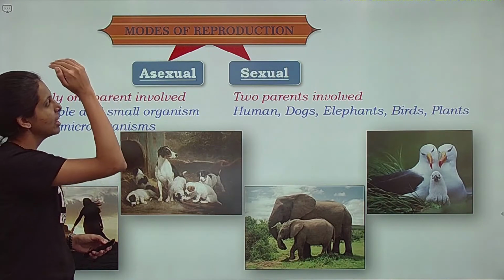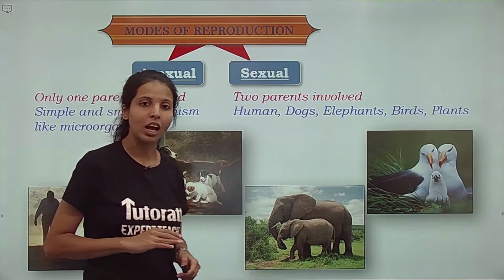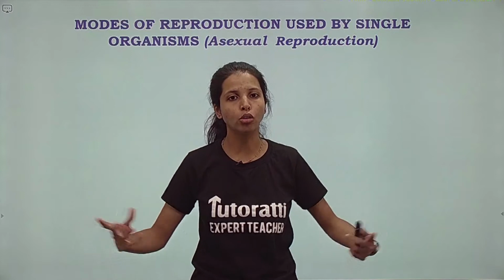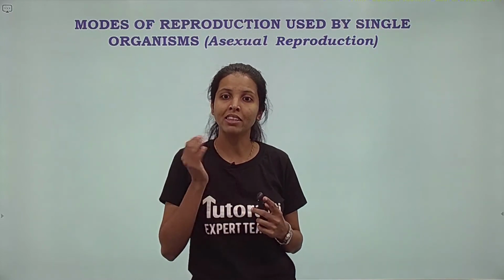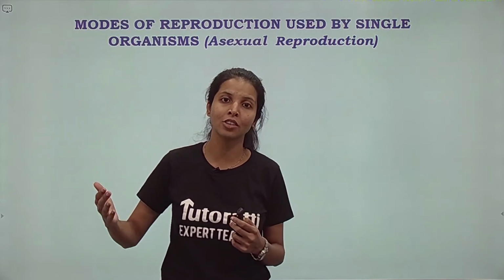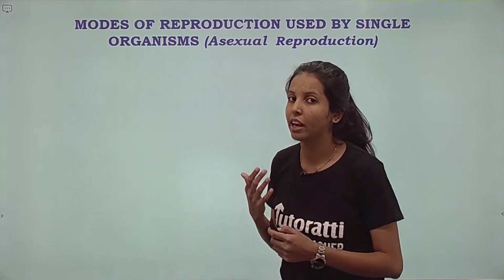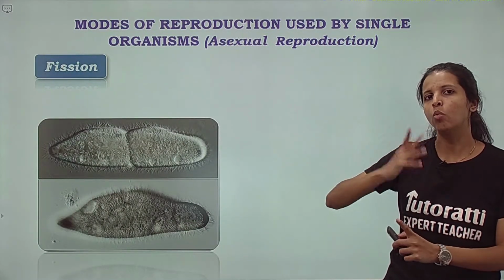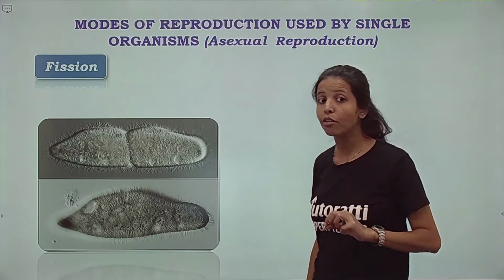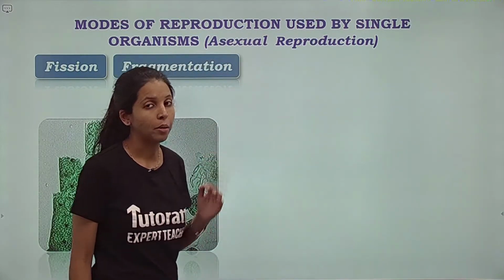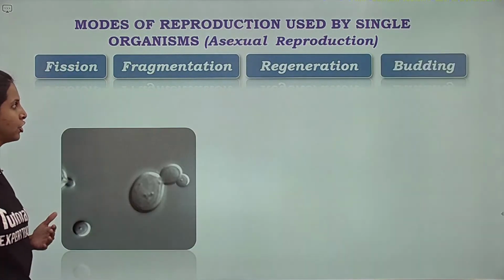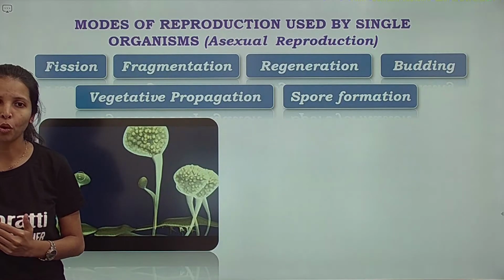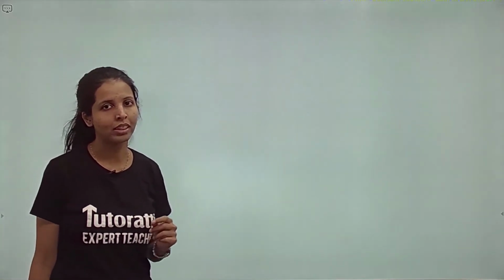Sexual reproduction and asexual reproduction. Kids, now we are going to learn about asexual reproduction. What are the different modes of reproduction used by single-celled organisms, which have only one parent? How do they reproduce? I am going to list the entire processes and then one by one we'll deal with them. First, fission. We are going to learn about fragmentation, regeneration, budding, vegetative propagation, and then spore formation. Let us start with the first one, that is fission.